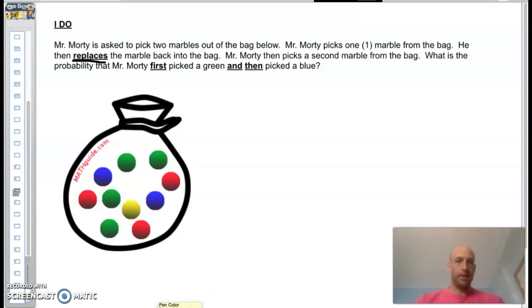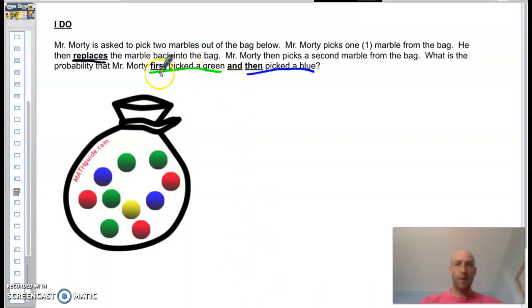What is the probability that Mr. Morty first picked a green, and then picked a blue? Okay, so this is kind of combining what we just learned with replacement and what we learned last week. So we want to know the probability of both of these things. So we're going to find the probability of a green, and then the probability of a blue, and then we're going to multiply them to figure out the chances that both of those happen.